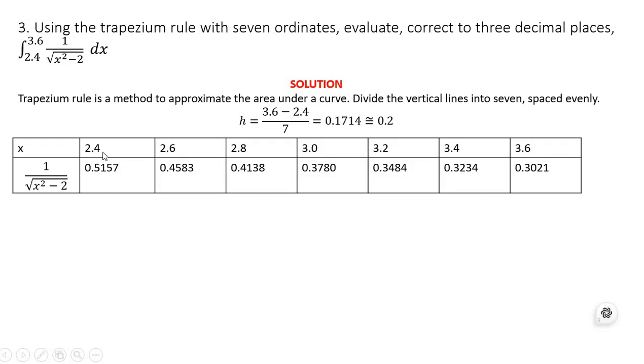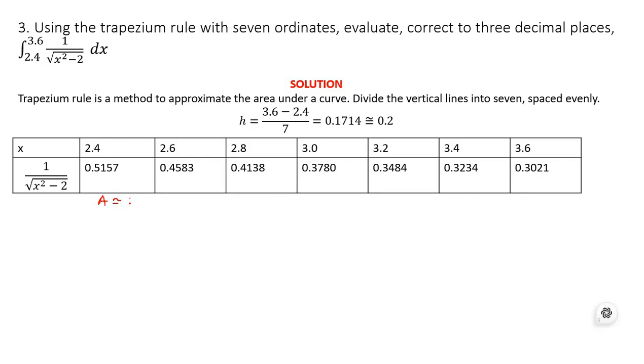So I have my 7 ordinates: 1, 2, 3, 4, 5, 6, 7. For x equals 2.4, I'll have this, substitute here and work it out. We do the same for the others. Now the next thing is to apply the trapezium rule, which states that the area can be calculated approximately thus.